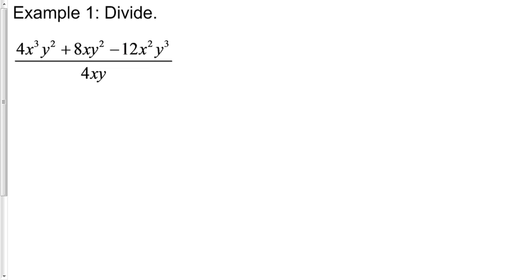This is actually one of the easier division problems because I've only got one term in the denominator, so what we can do is just split up the fraction. We're going to take each term in the numerator divided by 4xy. So to rewrite it, let's go 4x to the third y squared divided by 4xy. Then you're going to follow the symbols that are in the numerator, so plus the middle term, 8xy squared.